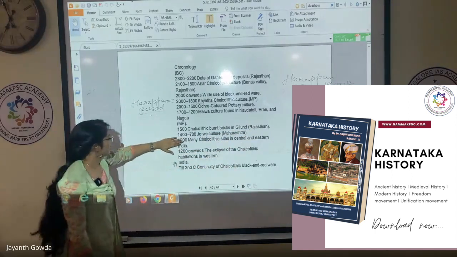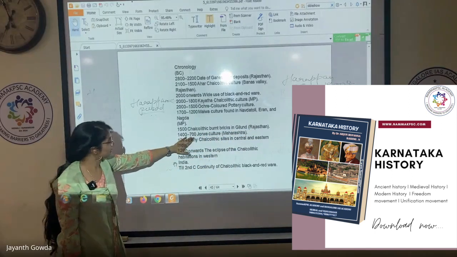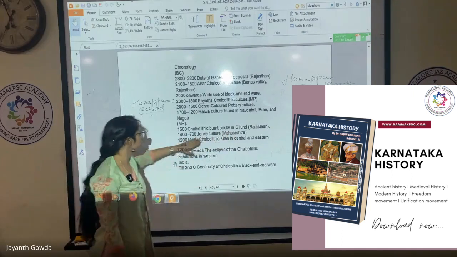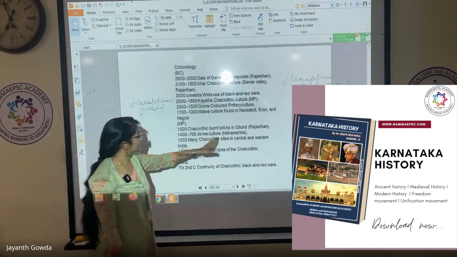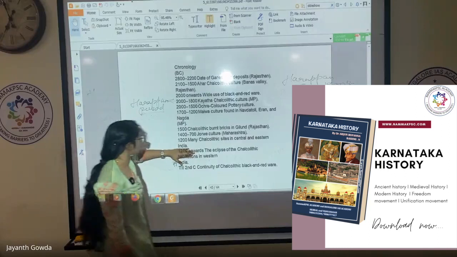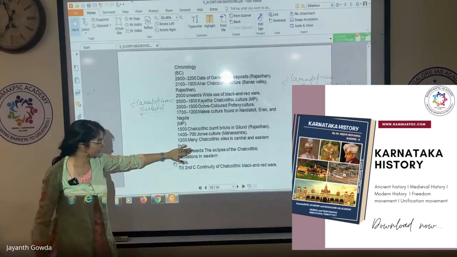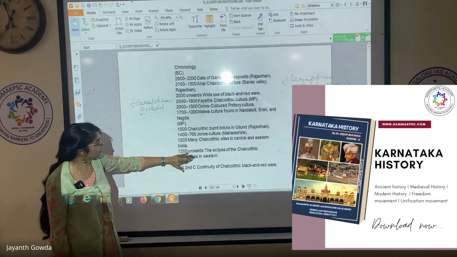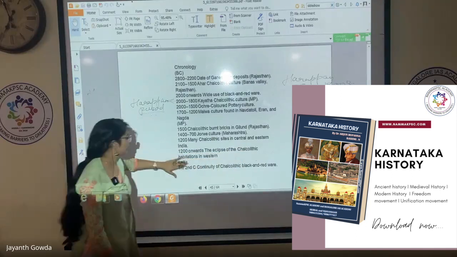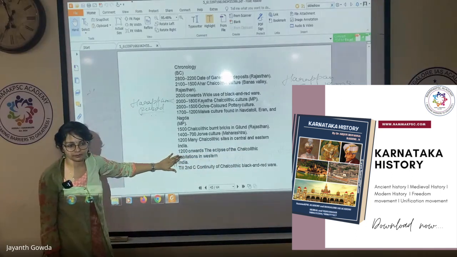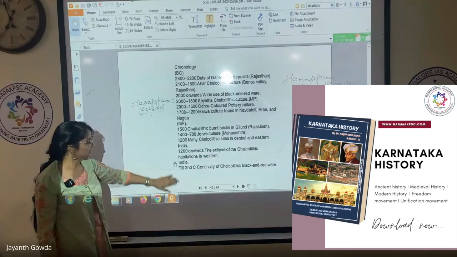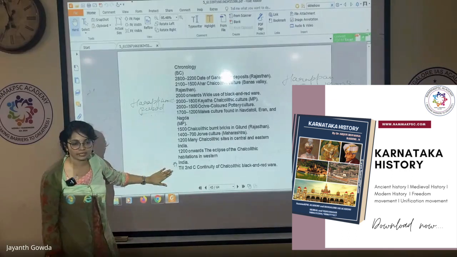And in and around 1400 to 700, we see the Jorve culture of Maharashtra, and around 1200, many Chalcolithic sites in central and eastern India were seen. And from 1200 onwards is the eclipse of Chalcolithic, that is the end of Chalcolithic, in and around 1200. So these are the dates.